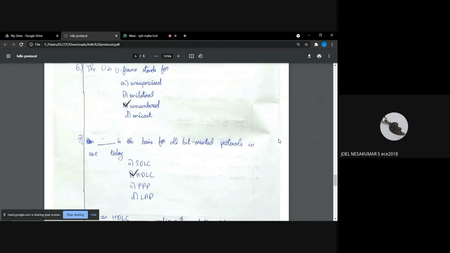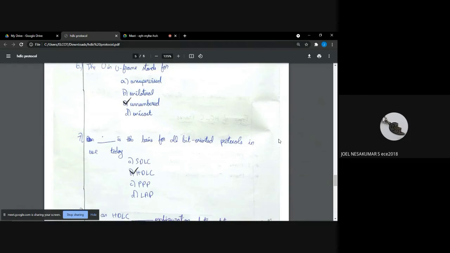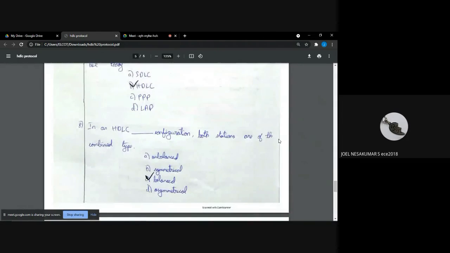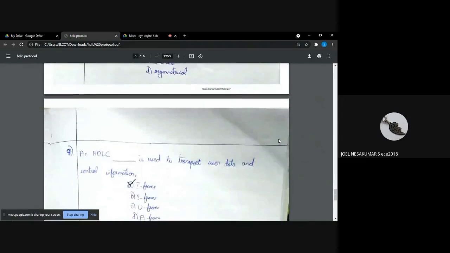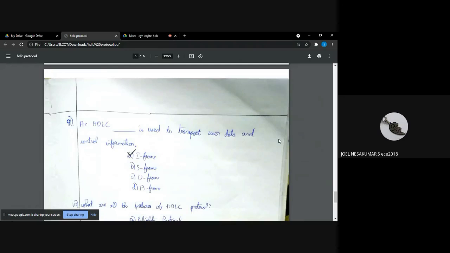Seventh one. Dash is the basis for all bit-oriented protocols in use today. HDLC is the basis for all bit-oriented protocols, so the answer is HDLC. In an HDLC dash configuration, both stations are of the combined type. In the balanced type only, both stations are combined type. So the answer is balanced. And HDLC dash is used to transport user data and control information. I frame only carries the information and data. So the answer is I frame.